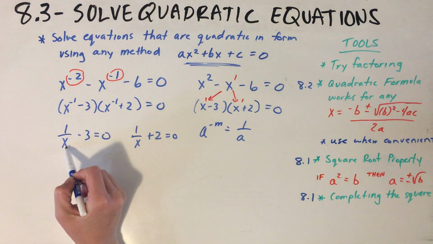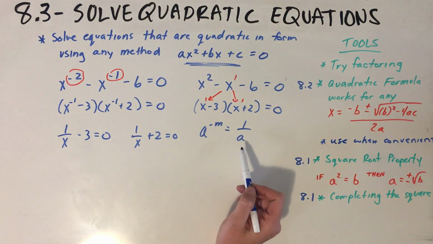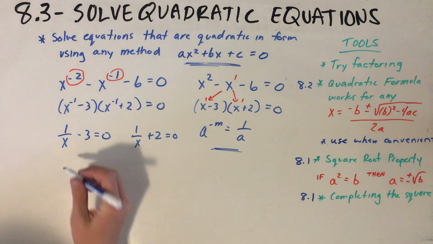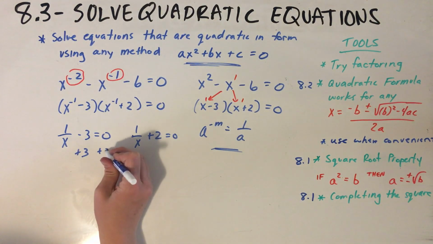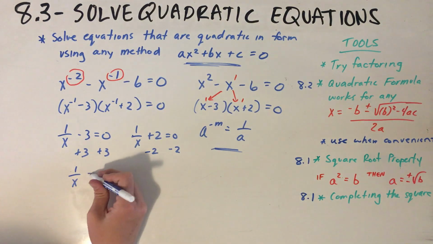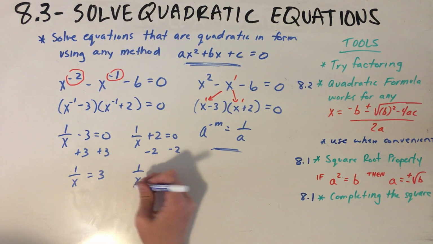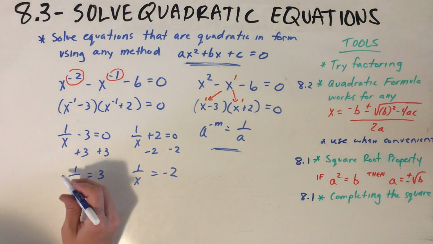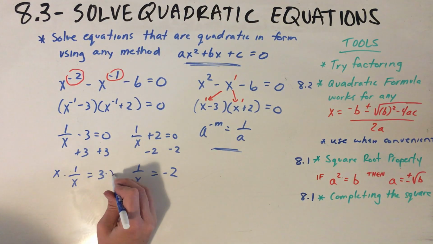Again, to make this positive, we're just going to stick it down in the basement using this rule of exponents, the negative exponent rule. All right, so I'm going to add 3 to both sides here, and I'm going to subtract 2 from both sides here. So I get that 1 over x is 3, and 1 over x is -2. Sweet. Well, I don't want to know what 1 over x is. I want to know what x is. So I'm going to multiply both sides by x.